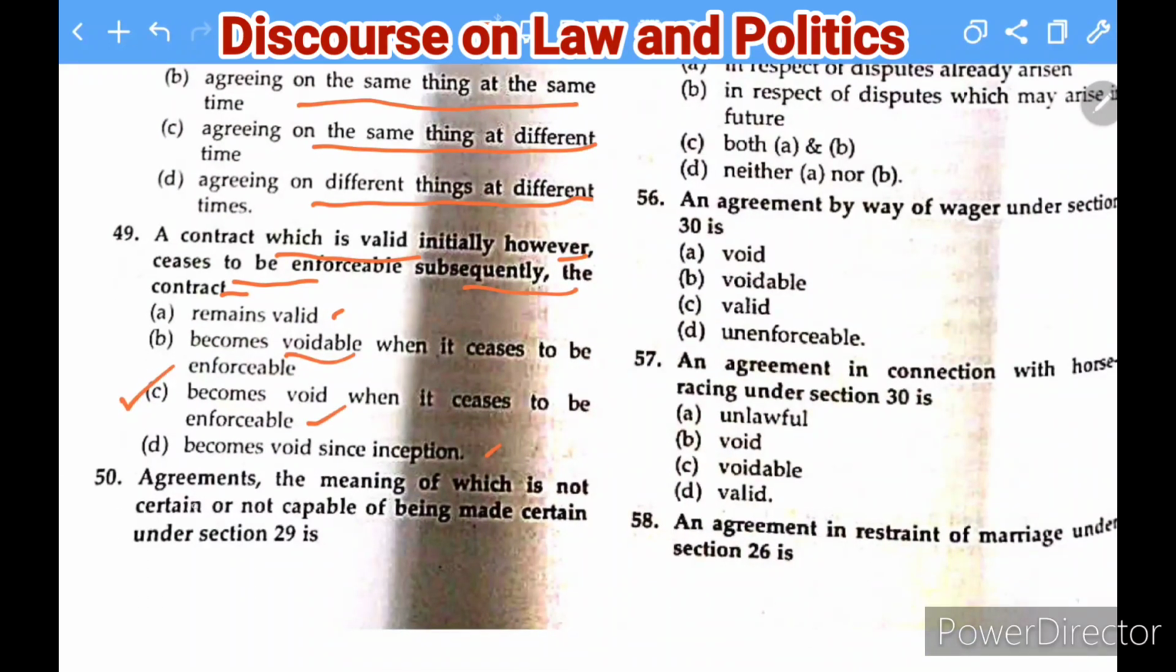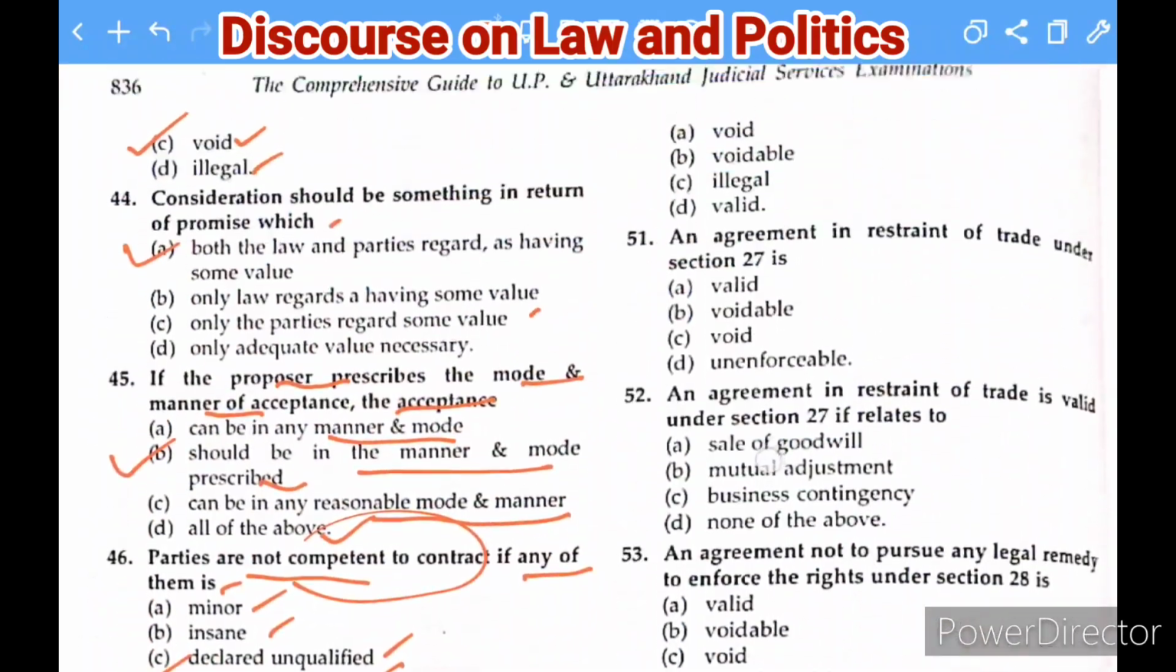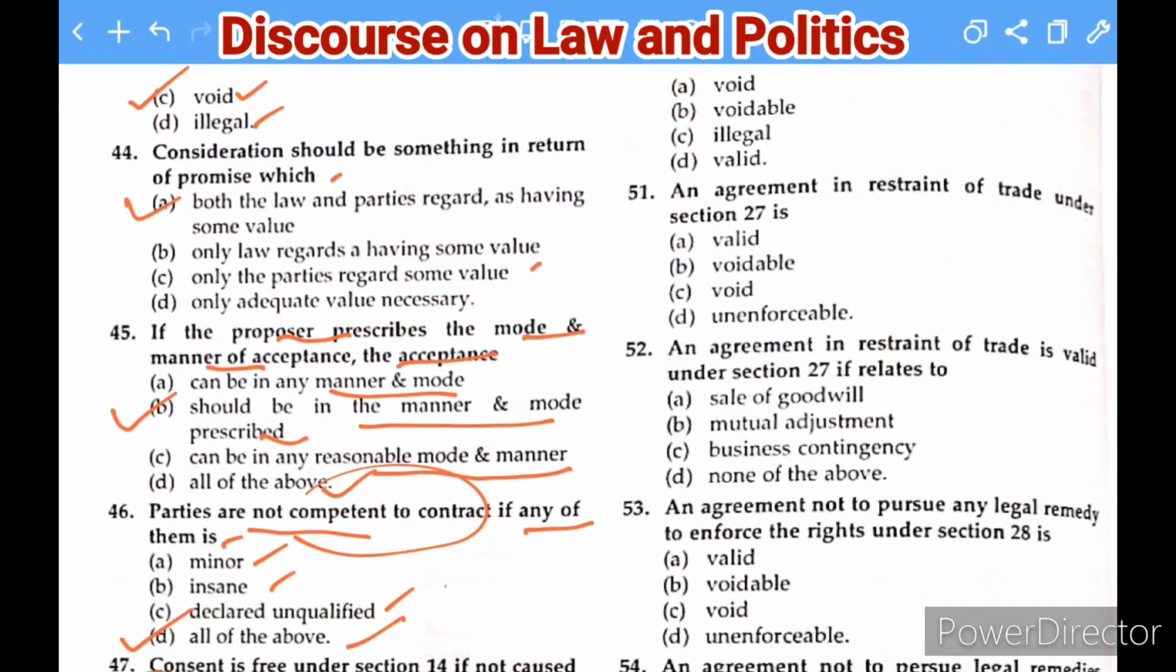Moving to the next question, agreements the meaning of which is not certain or not capable of being made certain under section 29 is void, voidable, illegal, or valid. So what would be the right answer? Just give your answer here. It is going to be void.